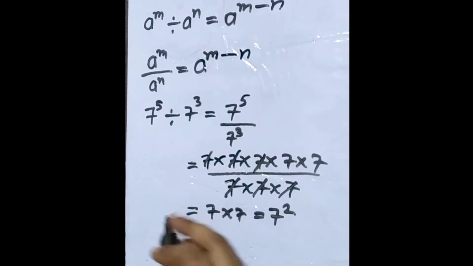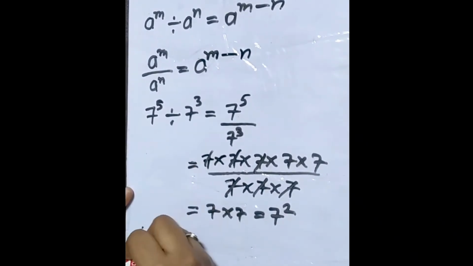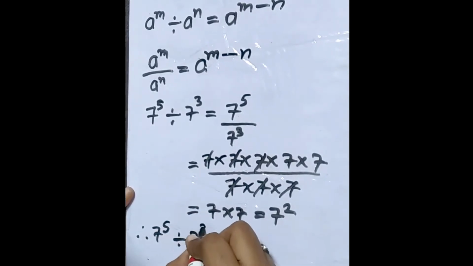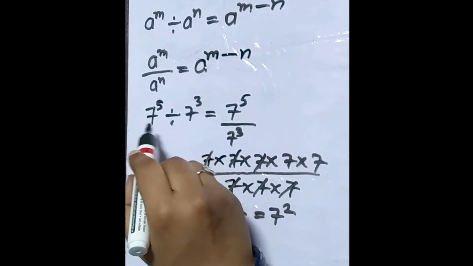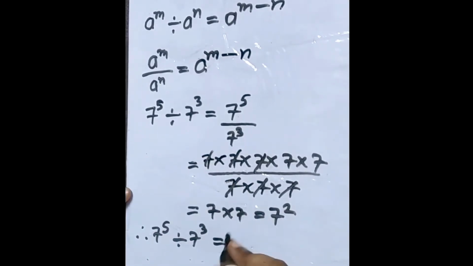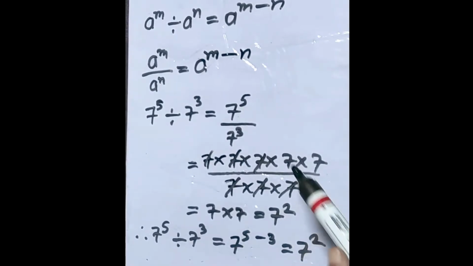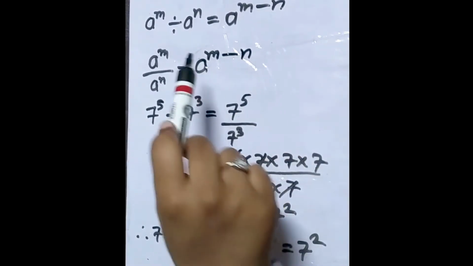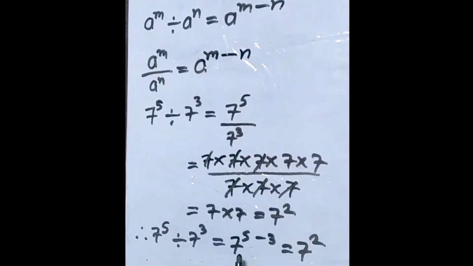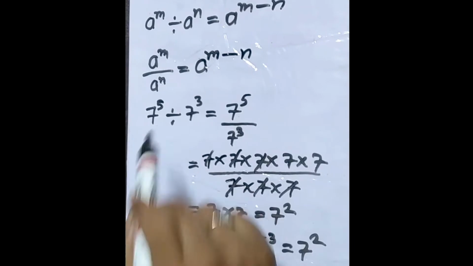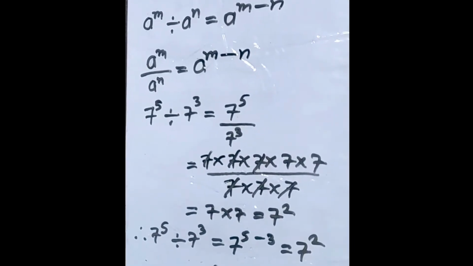7 square. So what we have got here, see, therefore 7 raised to 5 divided by 7 raised to 3 equal to 7 square. Okay, so 5 minus 3 equal to 7 square. So instead of doing all this calculation, you can directly use this law. Okay, see, this is how we got the answer. Here we got this answer by doing this calculation, but we can write it directly, you can use this law and write the answer. Okay, it will be correct.